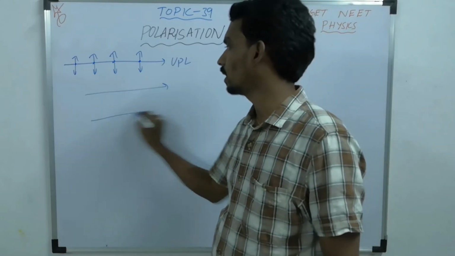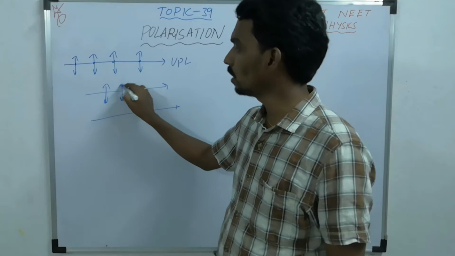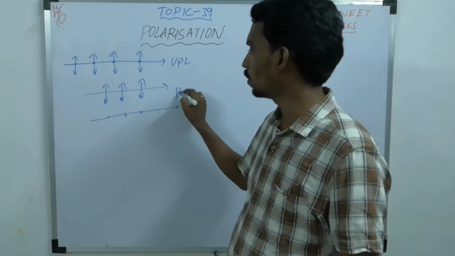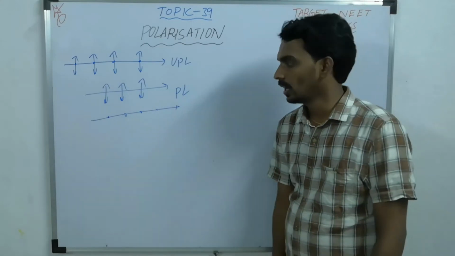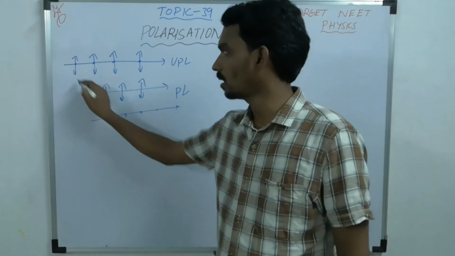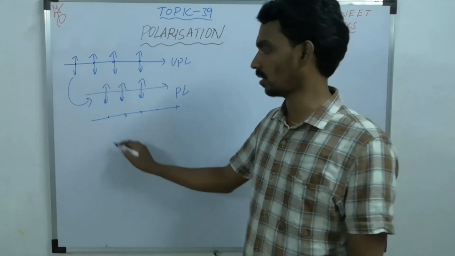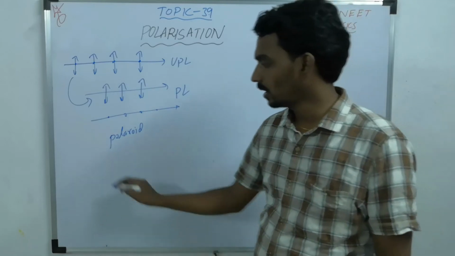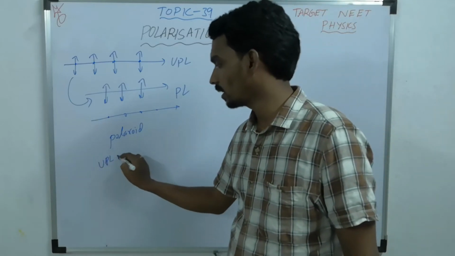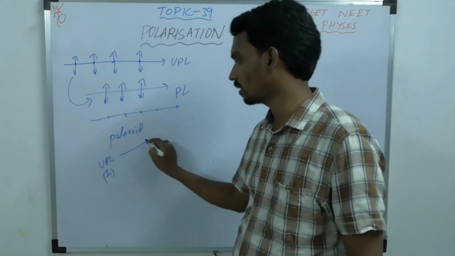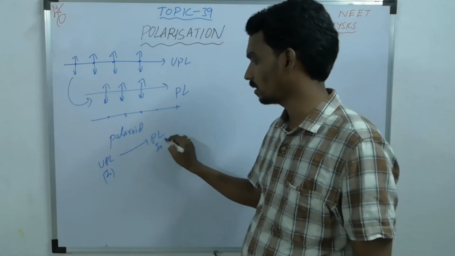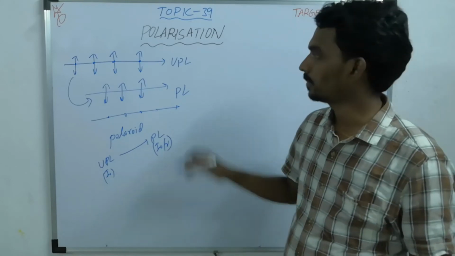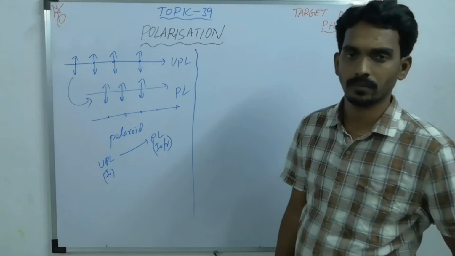But if you get the electric field vector only along one direction like this, then it is called polarized light. The device which converts unpolarized to polarized light is called a polaroid. If the unpolarized light intensity is I0, then after converting into polarized light, the intensity is reduced to half.